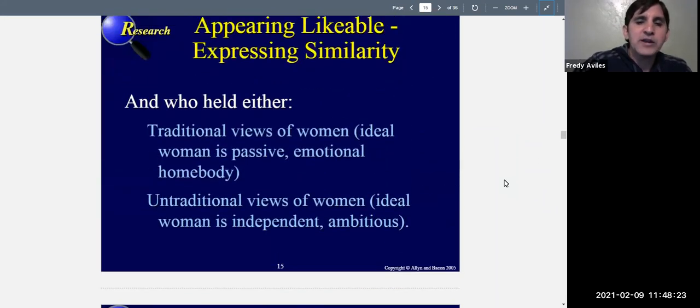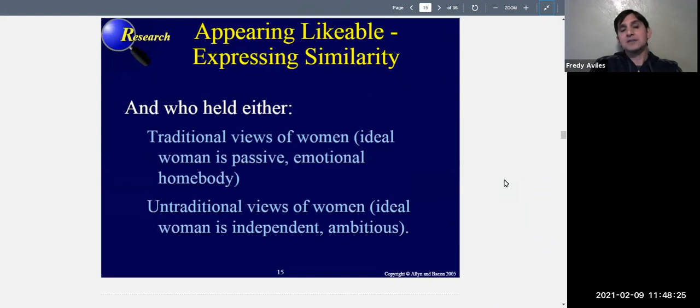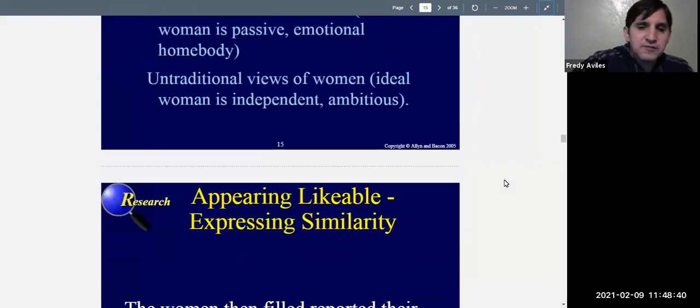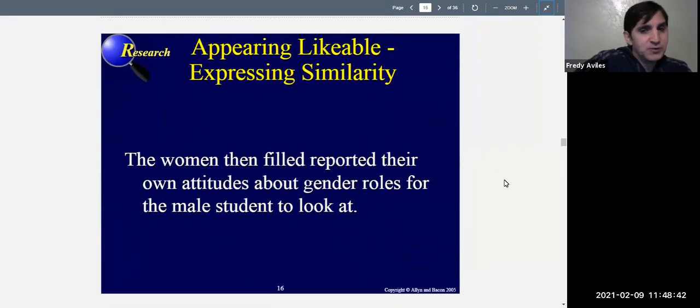Oh, by the way, I want to point out before I show you the results, because it doesn't say there, because I had to cut out some stuff so we don't have too many slides, the women were then told to write something where they're telling the man about what they are like. Tell us about yourself, right? And this is what they found. And this has to do with expressing similarity.